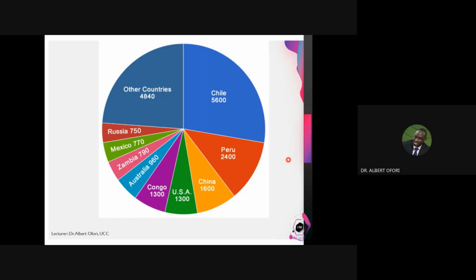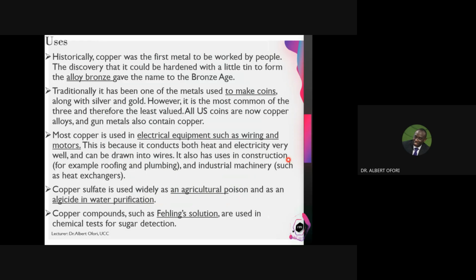We have copper, but copper has been evolving over the years. In history, we see the Bronze Age, which is the alloy bronze making headway. It was called a reddish gold. So that's what made history at some point. And they were using it, apart from cables, for coins alongside silver and gold.